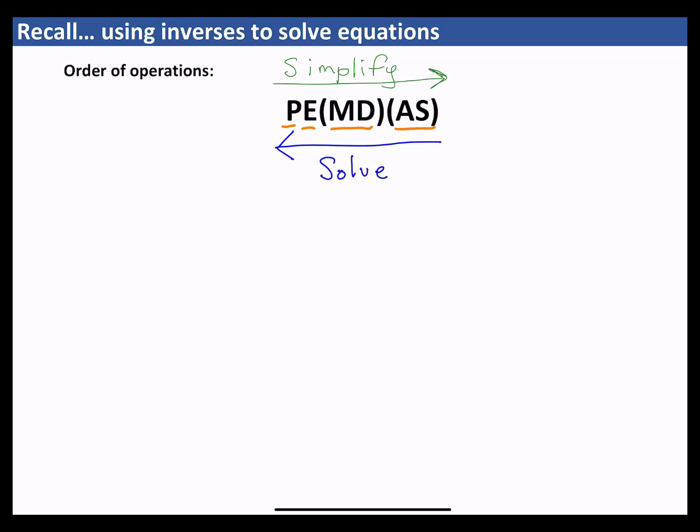You may have noticed that in PEMDAS, the inverse of adding and subtracting are already paired together, as are multiplication and division. And although logarithms are not explicitly listed in the order of operations, we know that logarithms reverse exponential functions. So let's apply this logic and solve some exponential and logarithmic equations.